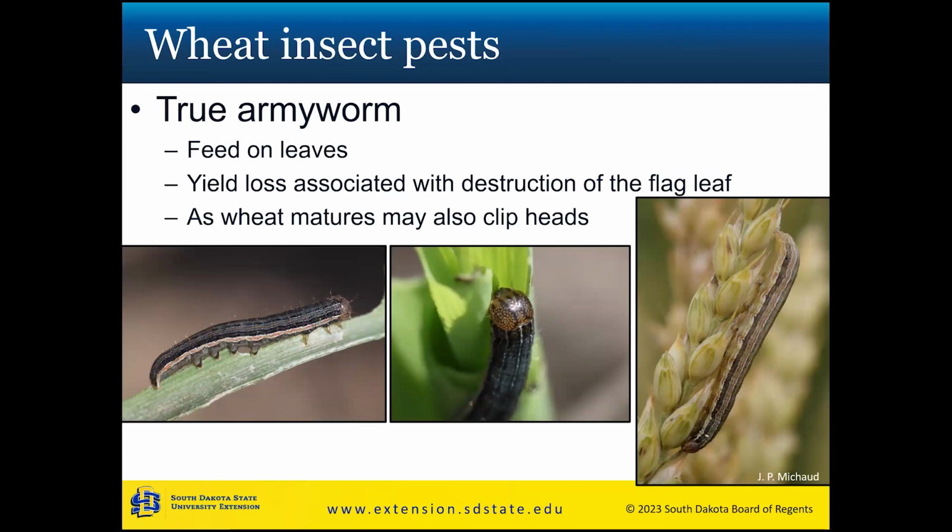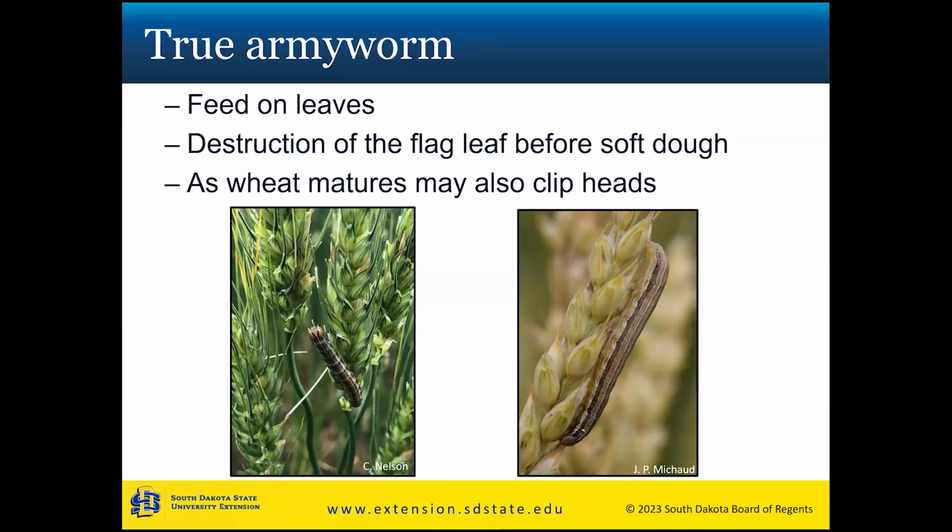So true armyworms get their name because they'll move in large groups and they feed on leaves. Another thing is they can cause major issues if they feed on the flag leaf and destroy it. They'll also clip heads if they're present in the field close to harvest. And so these are reasons that we keep an eye on it, because we don't typically just get a few of these caterpillars. If we get a population, they move up from the southern US too.